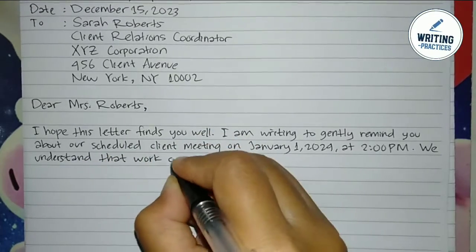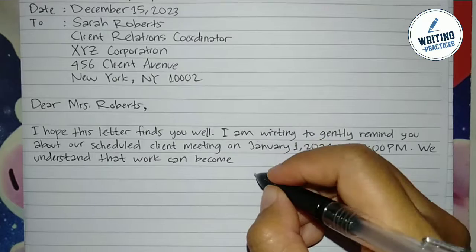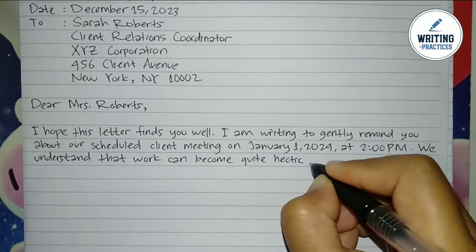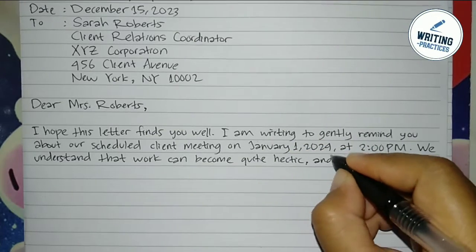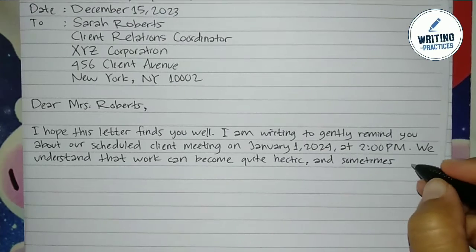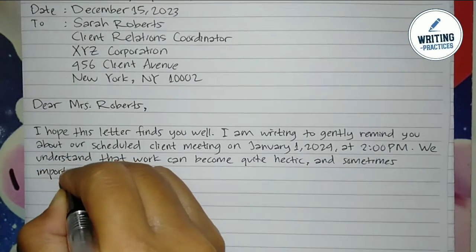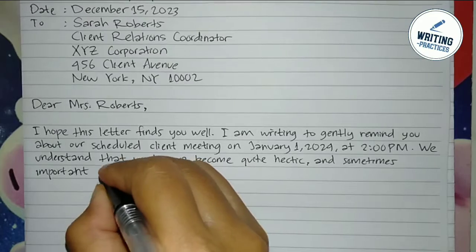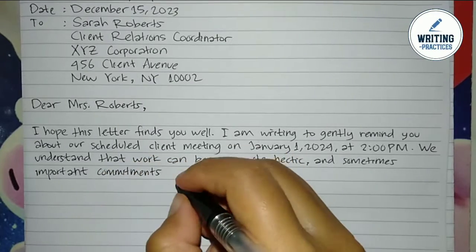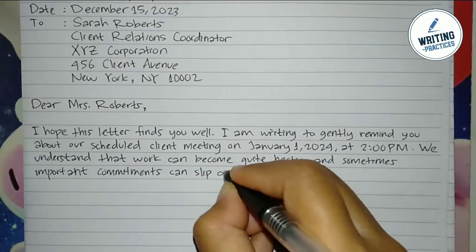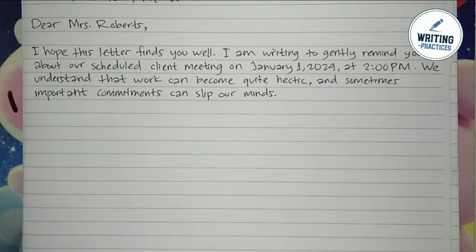After giving all details about the meeting, write an acknowledgement of the recipient's busy schedule. And show your understanding of potential forgetfulness. You can politely write, "We understand that work can become quite hectic. And sometimes important commitments can slip our minds."